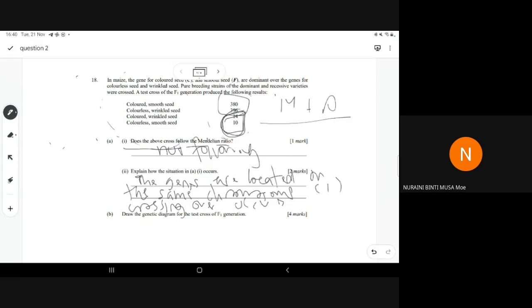So any question that comes out, awak jangan pening kepala, tak faham saya cakap apa. You just need to remember that the two smaller numbers, itu recombinant. Bahagi dengan total dah 100. Selesai. You will get your answer. Okay. Campur dua yang kecil, bahagi dengan total everything, time 100, you will get your map unit.